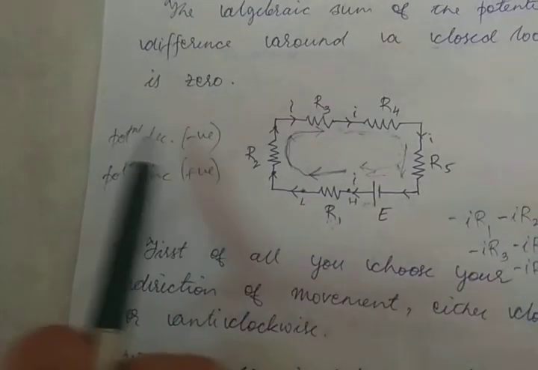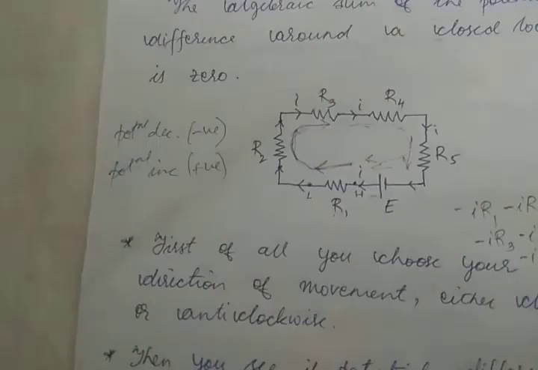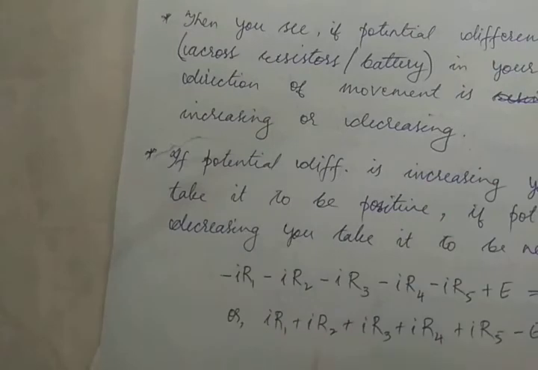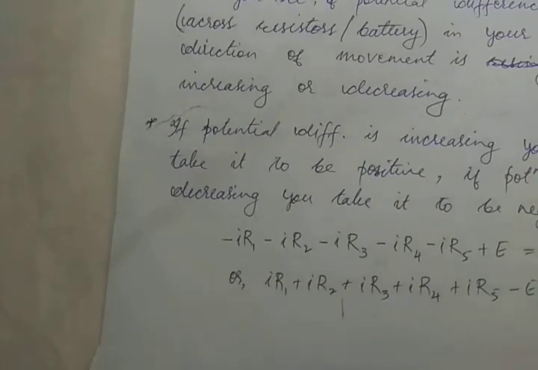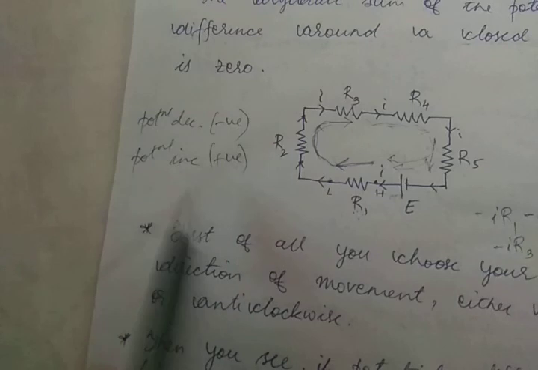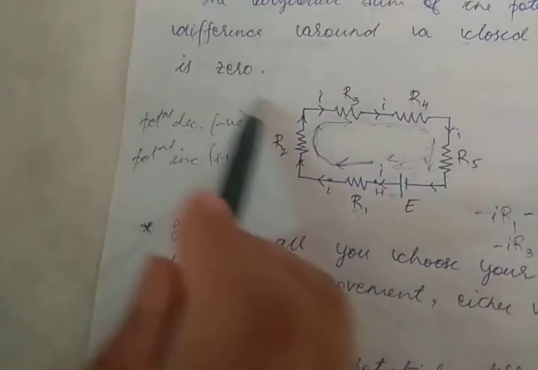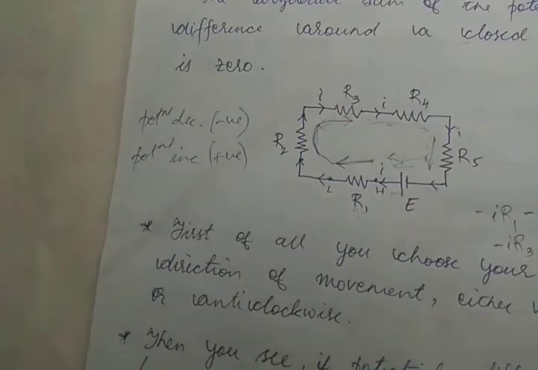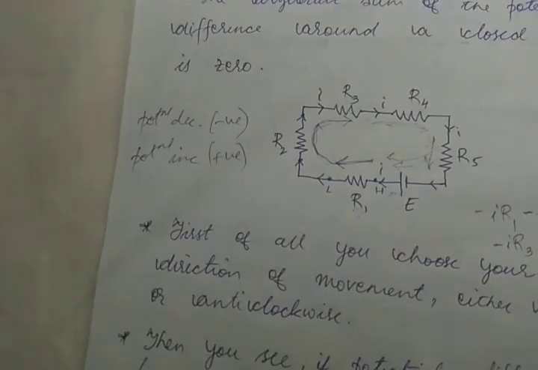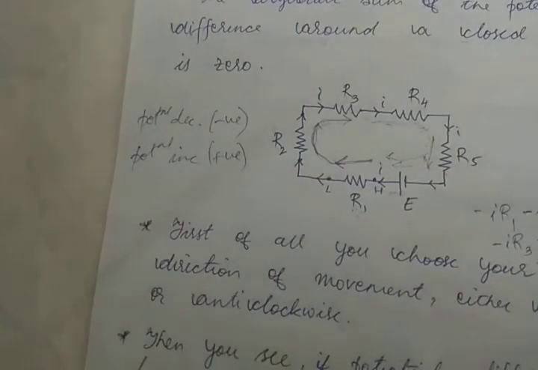Mind you, if you take the other convention, where potential decrease is positive and potential increase is negative, in that case also you land up at the very same equation. It'll give you the same equation, but the conventions might confuse you, so stick to this one. I have seen people getting confused a lot regarding Kirchhoff's voltage law. So I suggest you stick to this. Potential difference decreases, you're going to the lower side, so that's negative. Potential difference increases, you're going to the upper side, so that is positive.